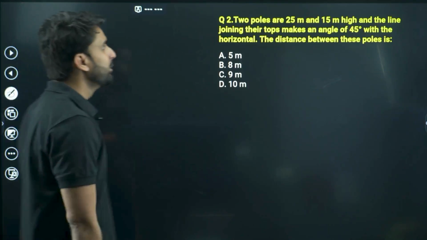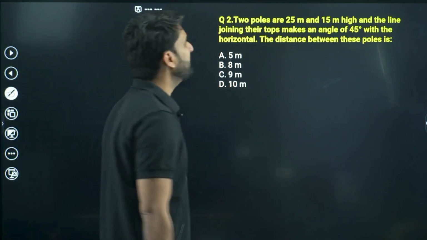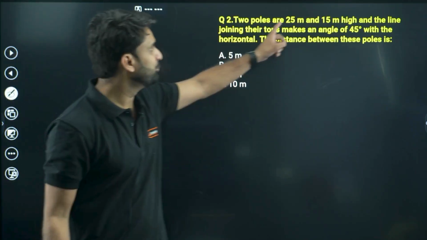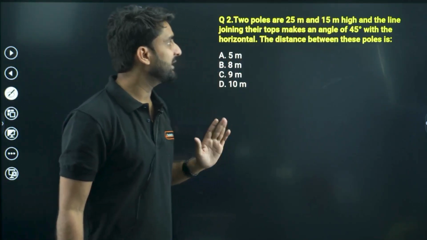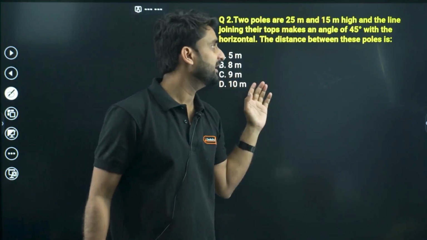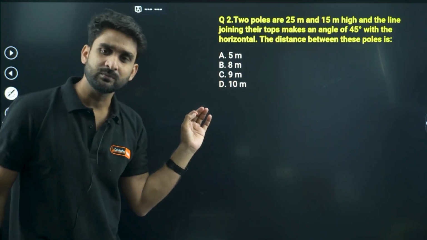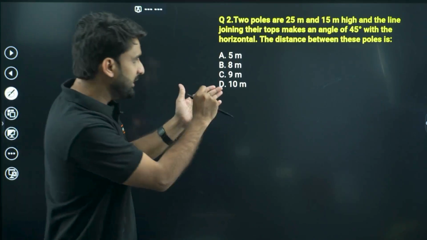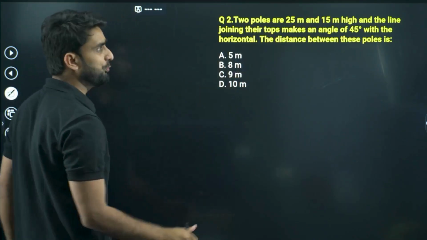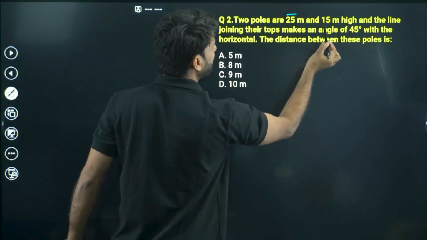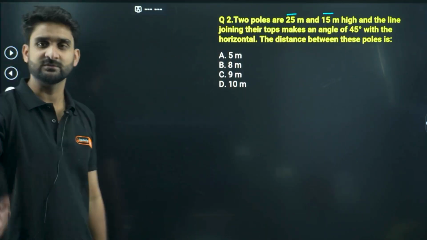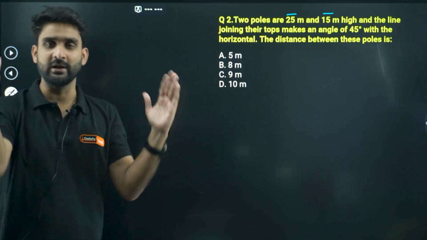Next question. Two poles are 25 meters and 15 meters high, and the line joining their tops makes an angle of 45 degrees. Just read the question step-wise and implement the information in the diagram. So there are two poles. One is of height 25 meters and the other is of height 15 meters, so one is smaller and one is higher.